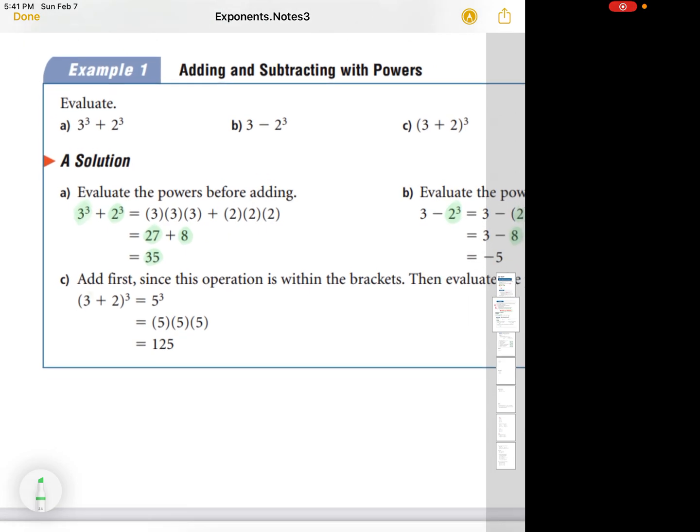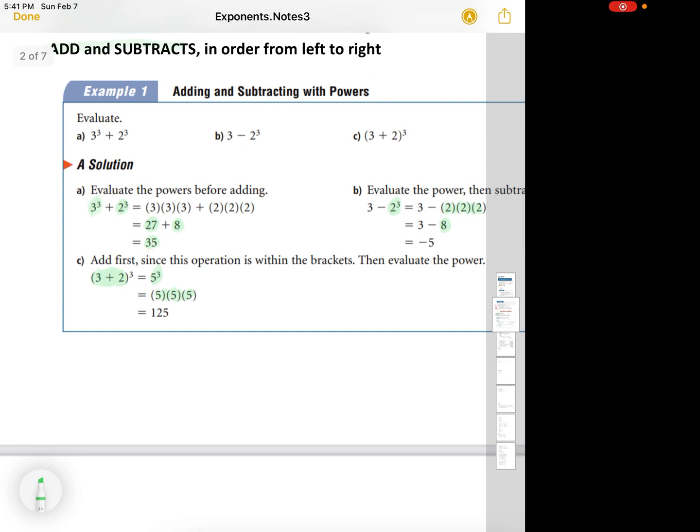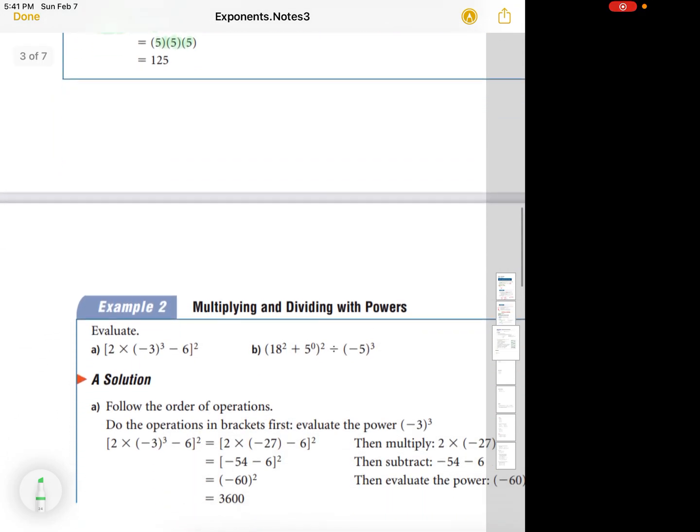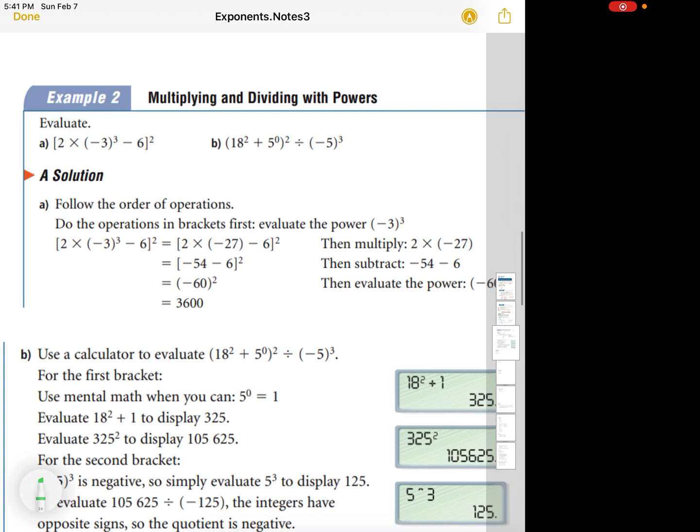Here, add first because this is in the brackets. And we're not adding because it's addition, we're adding because it's in the brackets. So we'll get 3 plus 2 is 5 to the third. So we'll get 5 cubed. If you go in different orders, you're going to get the wrong answer. And this is universal globally, so everybody in the world will get the same answer. Okay, so let's look at a couple more.